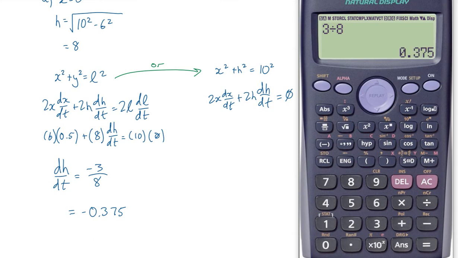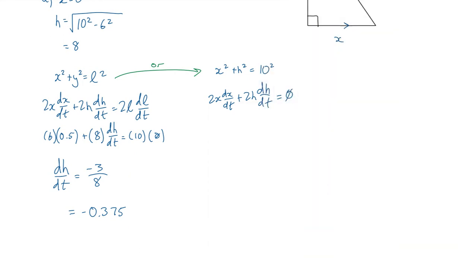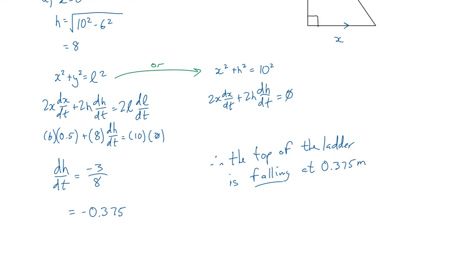So we didn't round that, so leaving it as a fraction or as a decimal again in both cases would be totally fine. Therefore, the top of the ladder is, so I'm going to say this one differently, falling. So falling tells us that the distance or the length is decreasing, right? So falling at 0.375, we're talking meters per second here. Okay, that was just part A.